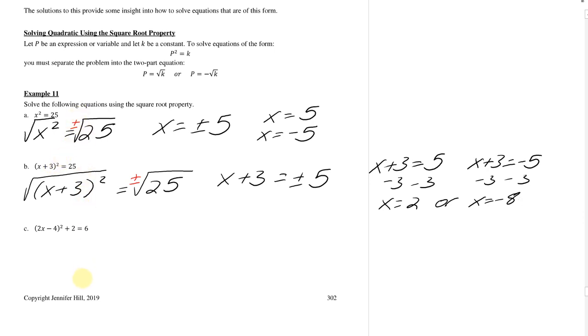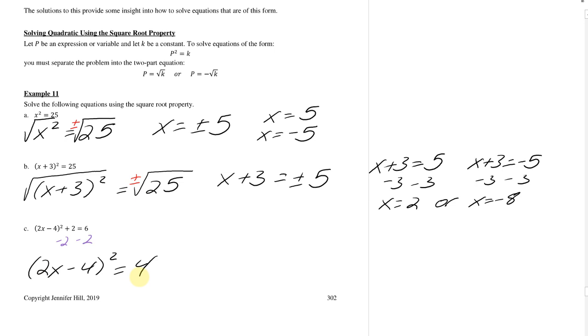Okay, so for the next part of this, for C, I want to point out something very specific about the square root property. Notice that the thing that is being squared, when you look at the square root property, has to be isolated. I bring that up because when you look at this example, here's my thing that's being squared, but it's not isolated, right? There's this plus 2 over here. So what you have to do first is get rid of that 2. So let's subtract the 2 from each side. Now I get 2x minus 4 squared, and this will equal 4.